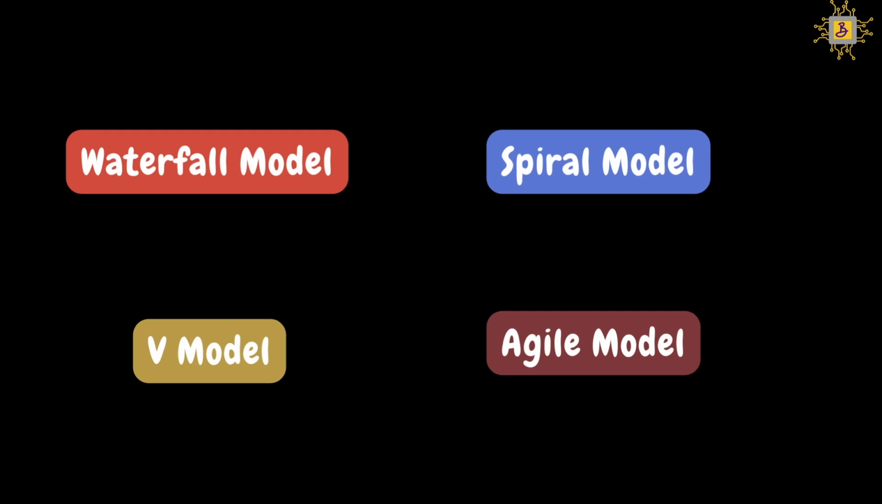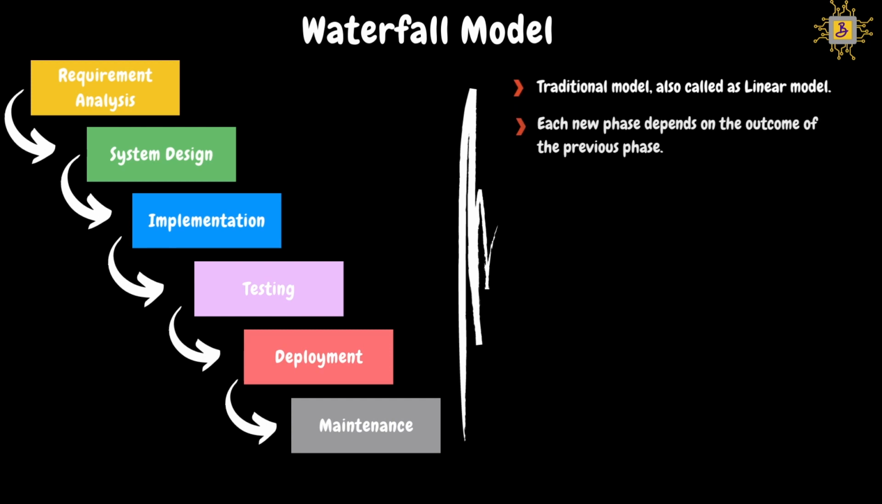Among these models, agile is highly implemented in many organizations. All these models have different approaches, but basic phases and activities remain the same. So let's start the discussion with the waterfall model. It is also referred to as the linear model. In this model, the outcome of one phase is the input for the next phase. So the next phase only starts when the previous one has ended.